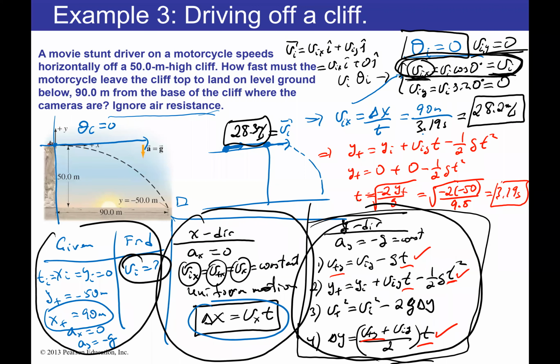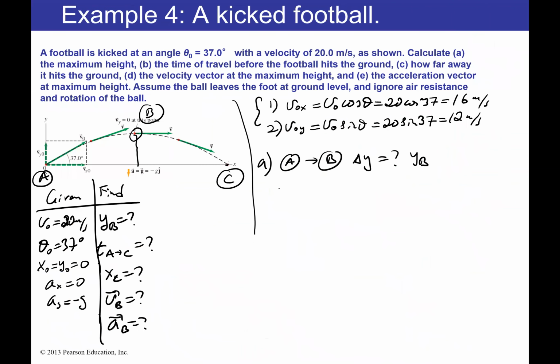Equation 3 doesn't need time. Okay, that means I can actually use that, because here's what I have. Equation 2 gives me this: V final, which is technically V at B, equals V initial in the Y direction, which is the vertical velocity at point A, squared, minus 2G times delta Y. Delta Y is basically going to give me YB, because YA is technically 0.